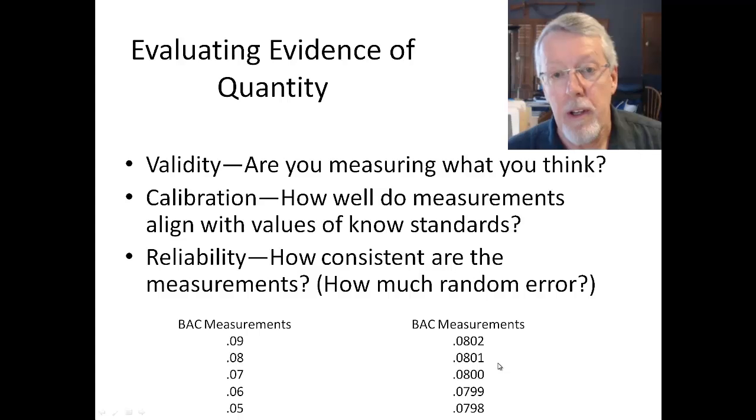Although note that measurement error and calibration aren't the same thing. So a test could be very reliable but poorly calibrated. Notice the mean measurement here is 0.08, or the mean measurement here is 0.07. If the actual blood alcohol concentration in the sample was 0.07, it may be that this method, although unreliable, is well calibrated on average. This method is much more reliable, but poorly calibrated. Calibration and reliability both have to be considered.